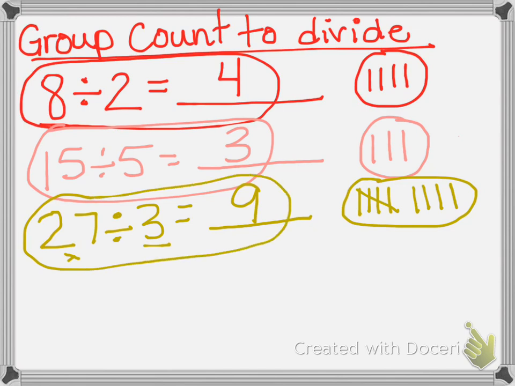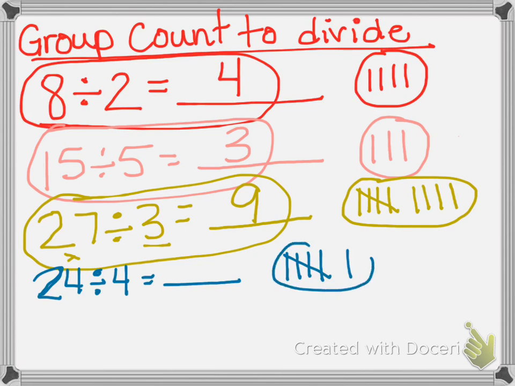Make sure you have this on your paper. Let's try to get 2 more. Let's do 24 divided by 4 has a quotient of, so I'm going to count by 4s to 24. 4, 8, 12, 16, 20, 24. How many 4s did I count? I counted 6 4s. So 24 divided by 4 has a quotient of 6.